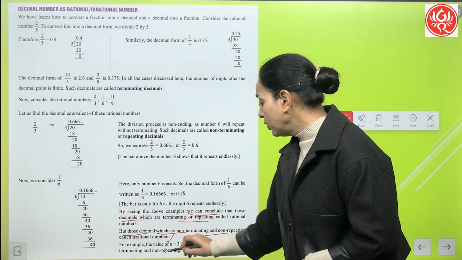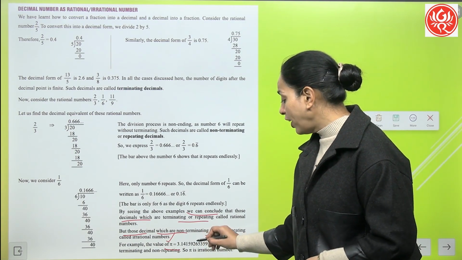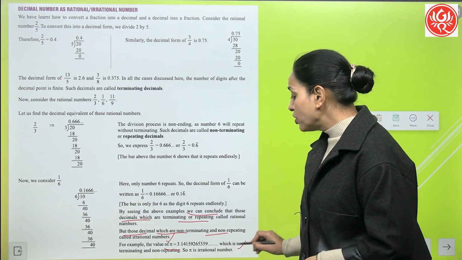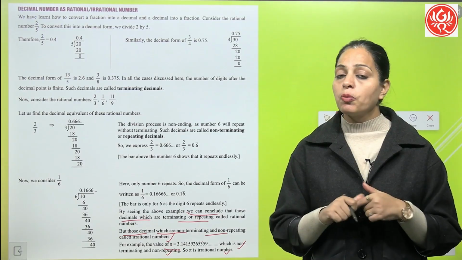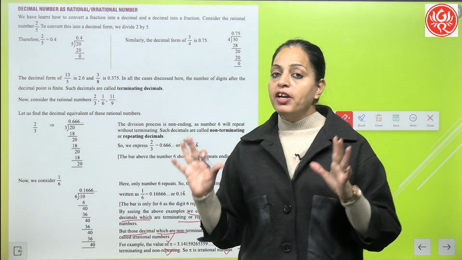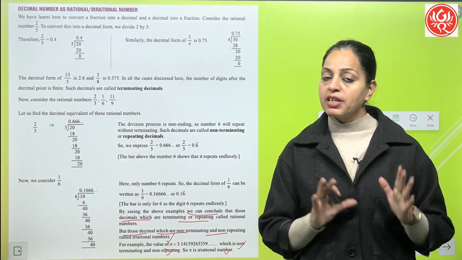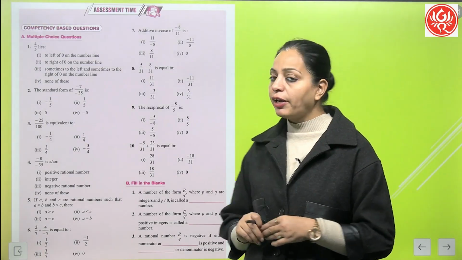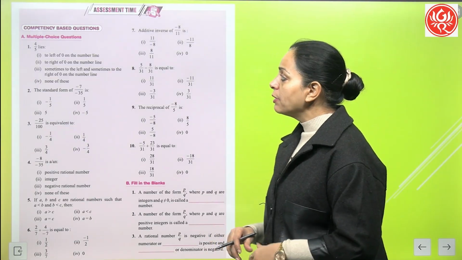So for example, the value of pi is 3.14159265359 dash dash dash, which is non-terminating and non-repeating. So pi is an irrational number. So I hope rational number and irrational numbers concept is clear to you. So now this is the assessment time. So competency based question A part, multiple choice question.